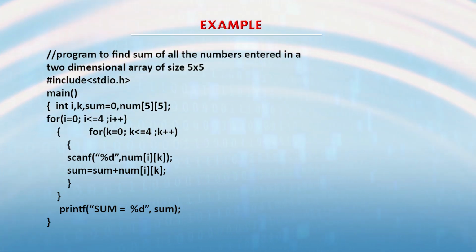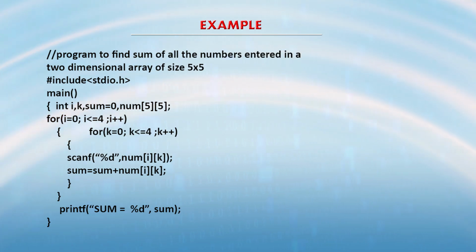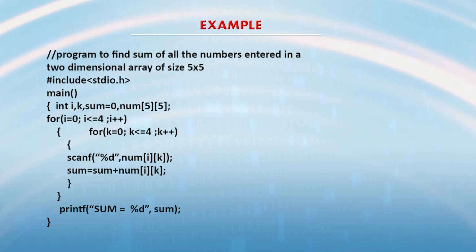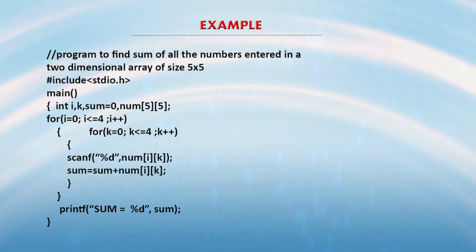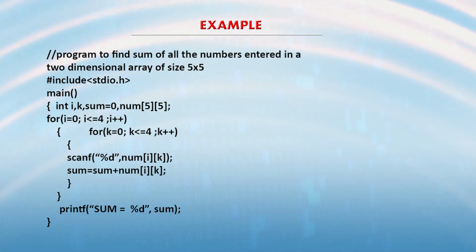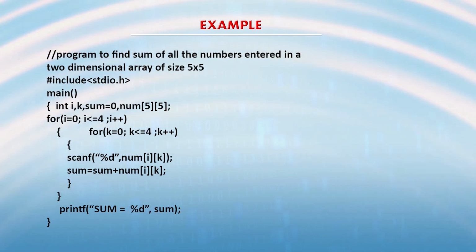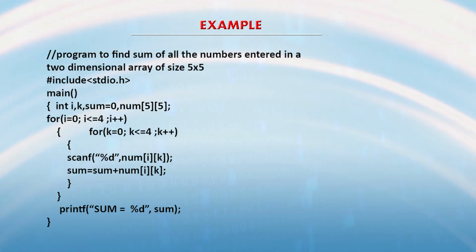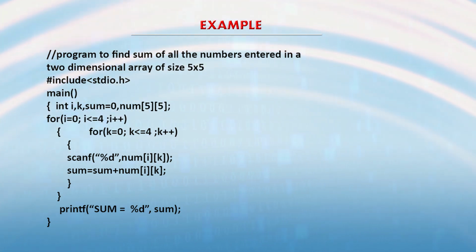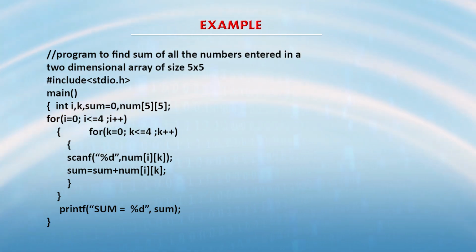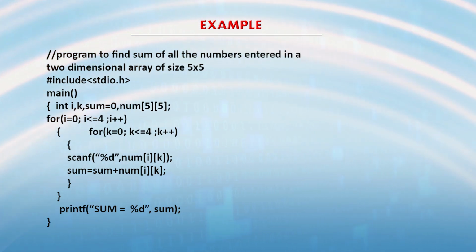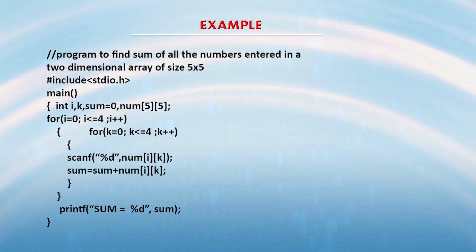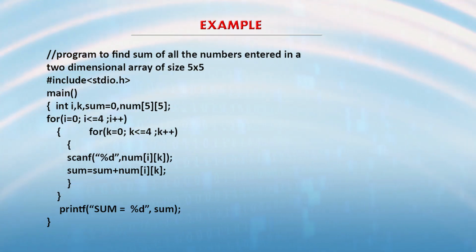Now for each row and each column, what are the values entered? We are going inside the loop. So for k equal to 0, k less than or equal to 4, k++ represents the columns in a row. First we are reading the values. So for the first row, that means scanf %d num[i][k]. Firstly the loop will run for i equal to 0, and k equal to 0. So the 0 0 value will be read and that will be added to the variable sum.